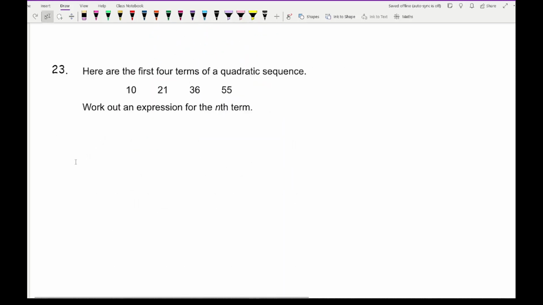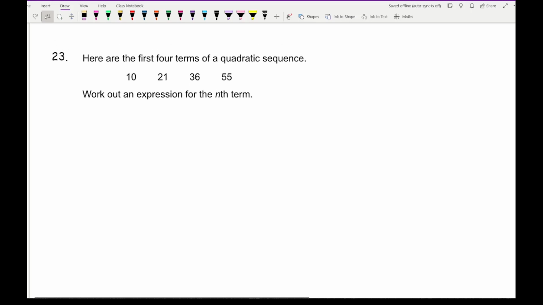Then for question 23, it says here are the first 4 terms of a quadratic sequence. Work out the expression for the nth term. So again, if you want to have a go at this question, please do pause the video and then unpause when you're done. So from this, what we want to do is, we know it's a quadratic sequence. We need to work out the double difference. So if I just write down the numbers first.